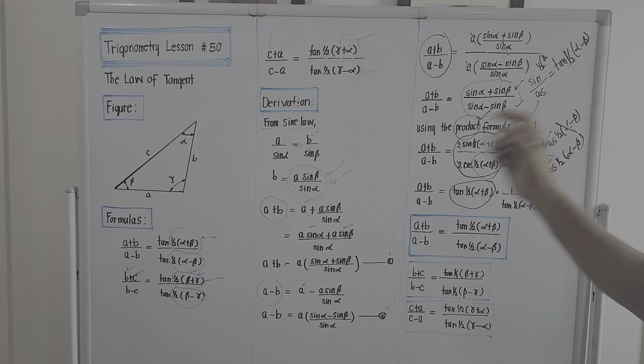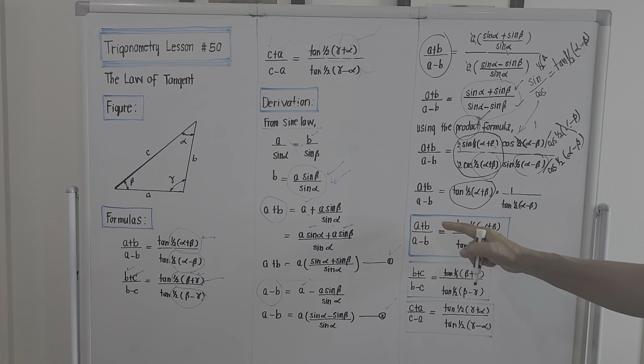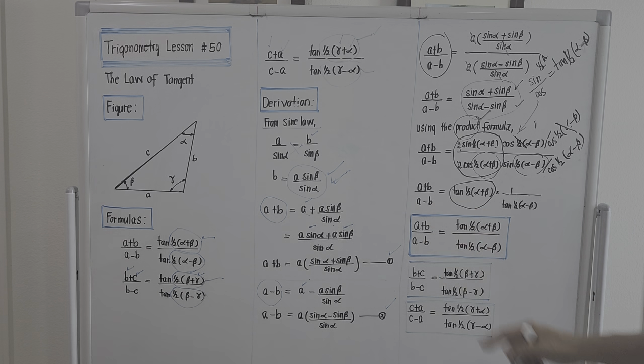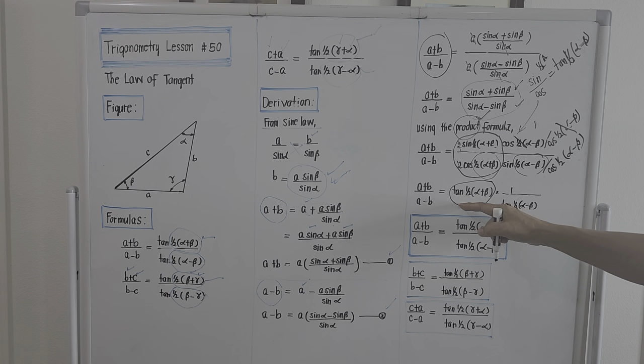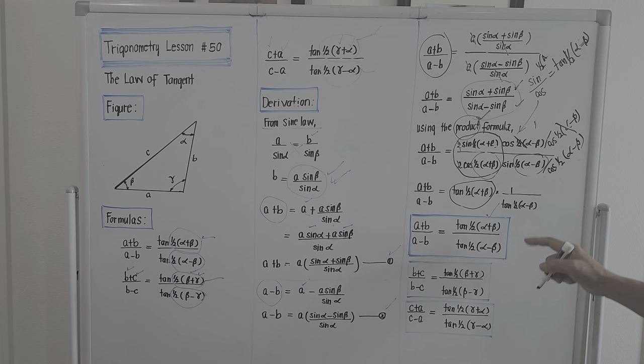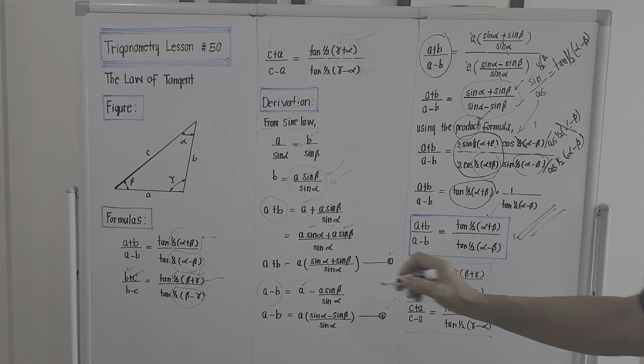So the first formula now under tangent law, the ratio A plus B over A minus B equals tangent of 1/2 of alpha plus beta times 1 is this one. Okay, what remains on the denominator will be tangent of 1/2 of the quantity alpha minus beta. And this equation here is actually this.